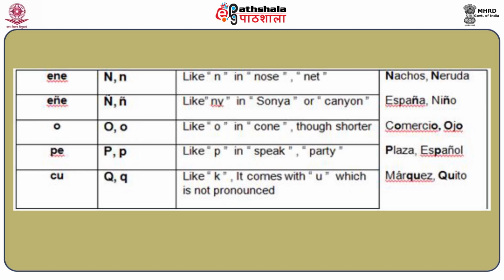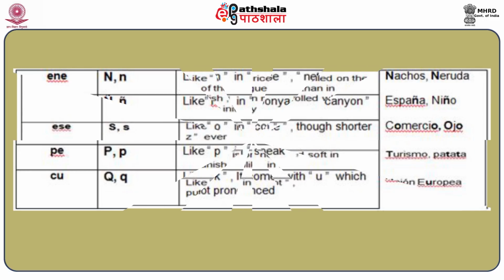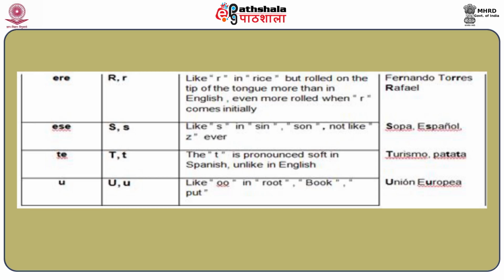O remains O in Spanish also and is pronounced as in English, like comercio or ojo. P is P as in plaza or español. Q is Q and it's pronounced like K, that is Márquez or Quito. R is R, like Fernando Torres or Rafael.